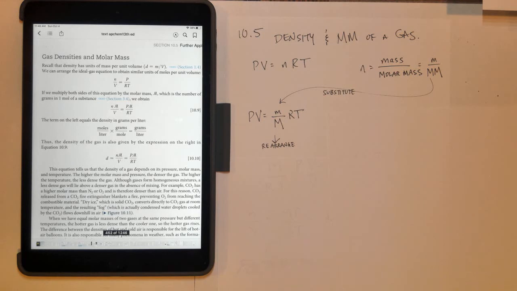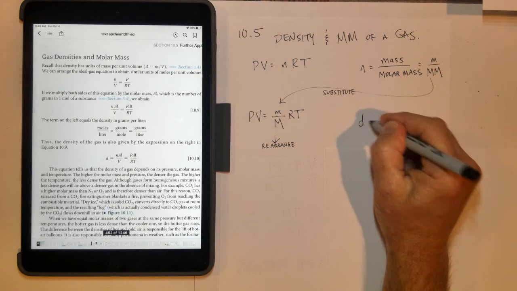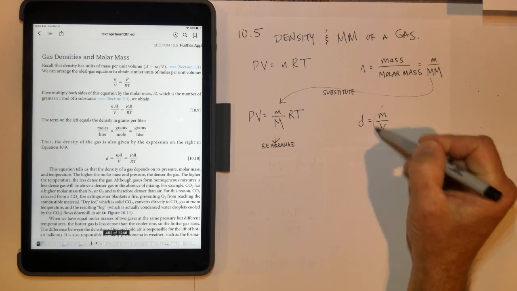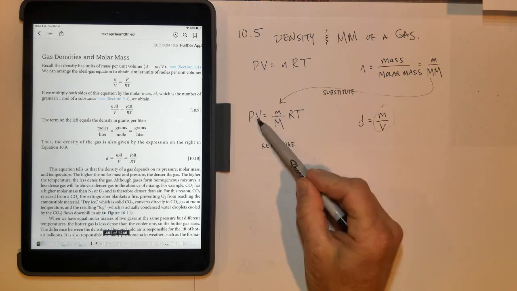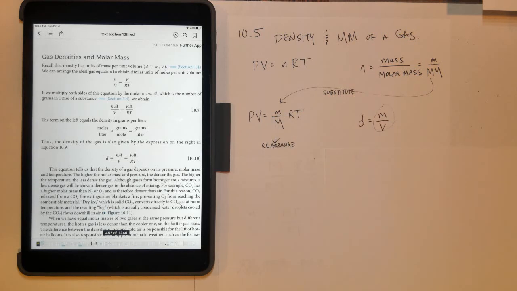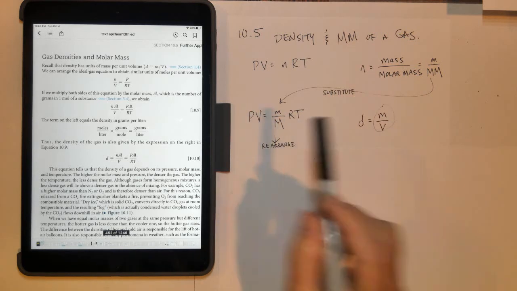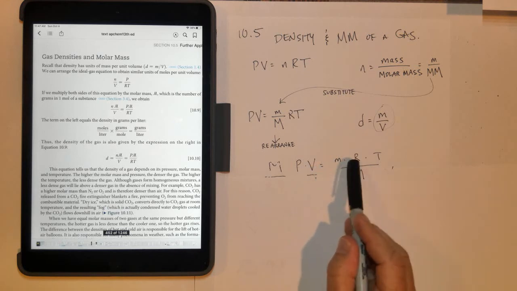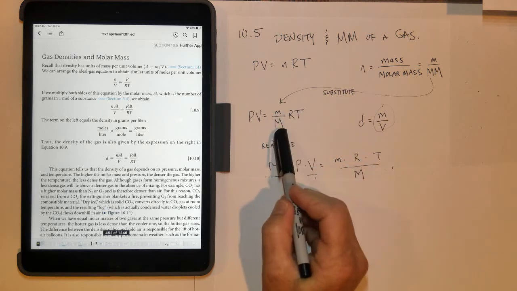Knowing something from way back in chapter 1, that density is equal to mass divided by volume, and we have mass and volume in this equation, we're going to rearrange this equation so we have mass divided by volume all in the same place. So here's PV equals m divided by M, times RT. PV equals mRT divided by M right here.